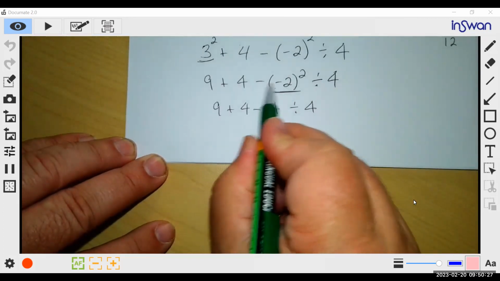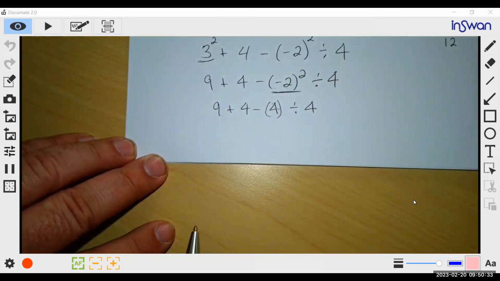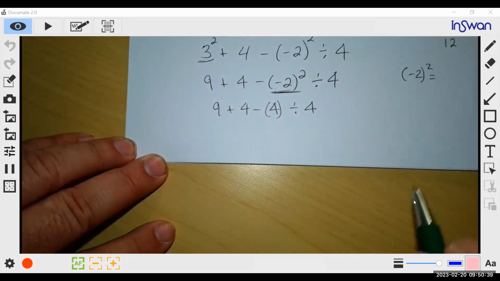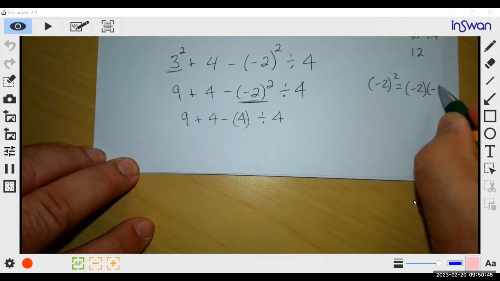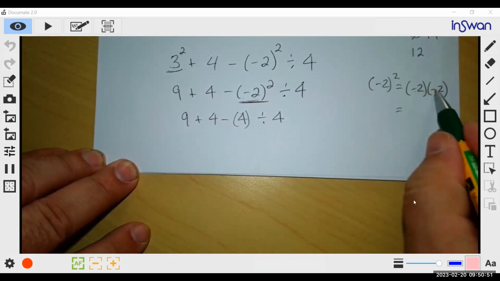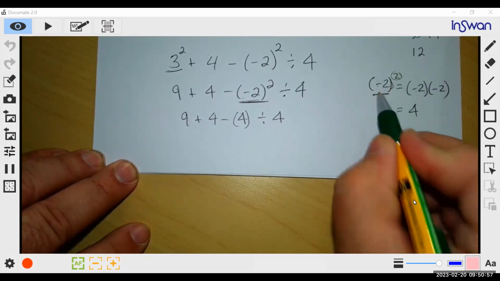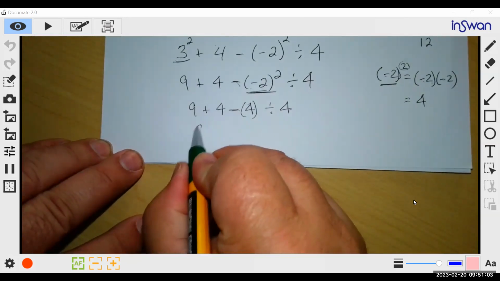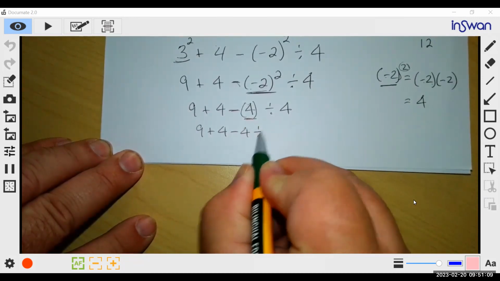No, it's not, because the signs are the same. Why is it positive 4? Why is it positive 4 inside the parentheses? What is negative 2 squared? Negative 2 times negative 2. Negative times a negative is a positive. 2 times 2. Because the negative is inside the parenthesis and the exponent takes care of the whole thing. That negative is still out in front. Do we need the parenthesis? No. Now what do we do?